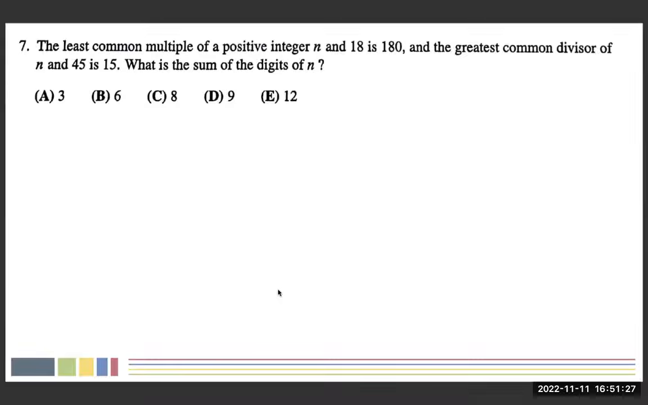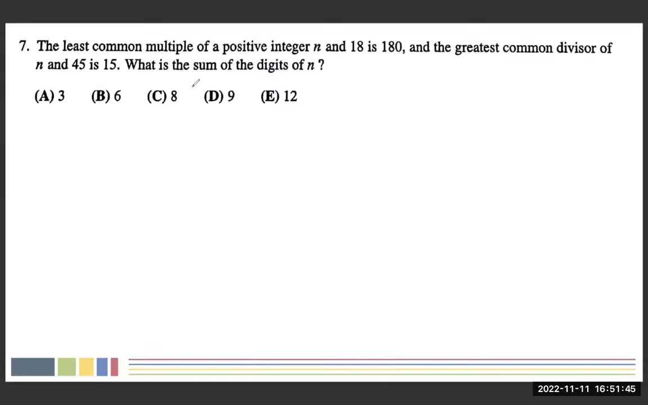Okay, next up, this is AMC 10A, problem 7. The least common multiple of a positive integer n and 18 is 180, and the greatest common divisor of n and 45 is 15. What is the sum of the digits of n?